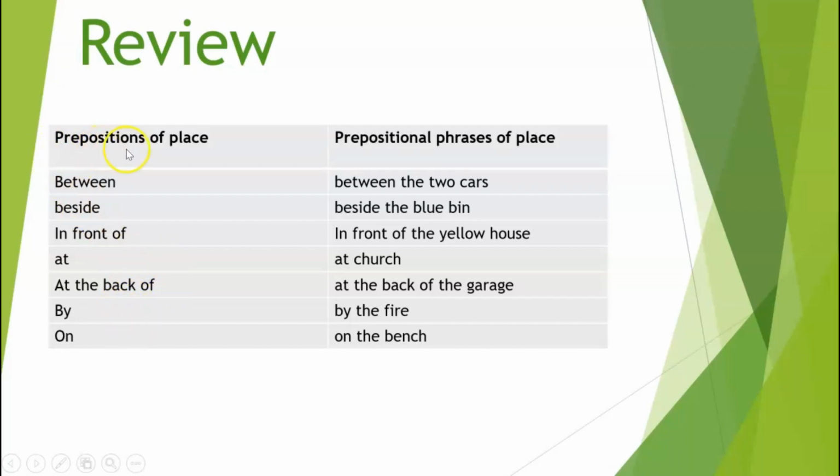All of these are prepositions of place. There are many, many others. These are only a few. And I'm going to be doing something on my website soon, and I will be leaving exercises there as well very soon. Now, the phrases are between the two cars, beside the blue bin, in front of the yellow house, at church, at the back of the garage, by the fire, and on the bench. There are literally thousands and thousands of different prepositional phrases of place that we can use.